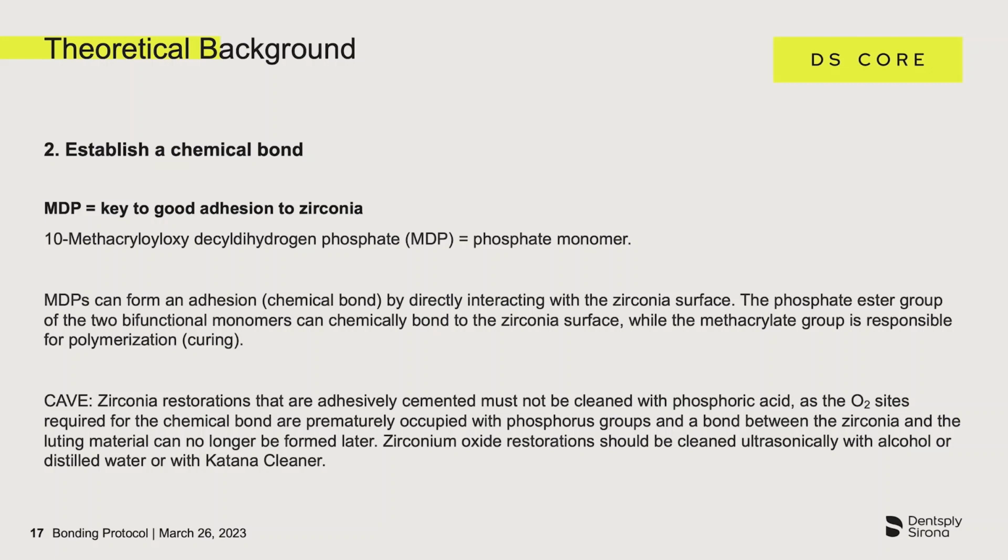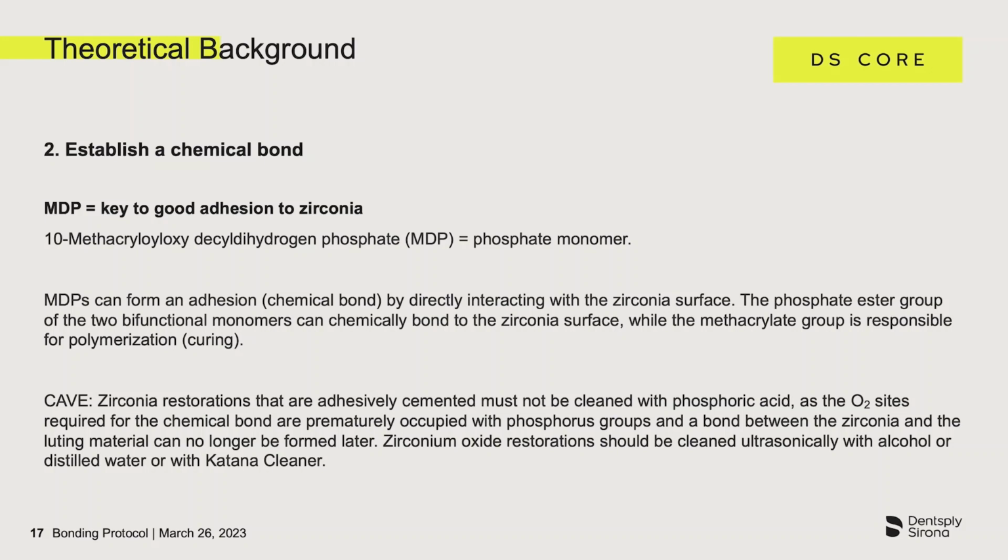The formation of a chemical bond to zircon functions similarly. Here, MDP is able to create a strong chemical bond through direct interaction with the zircon surface. This chemical bond is formed by the phosphate ester group of MDP.